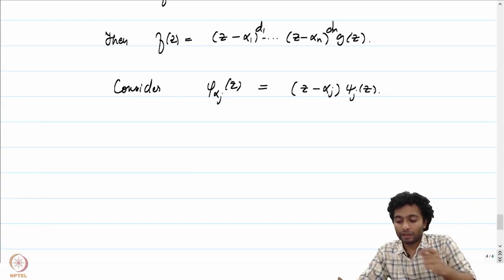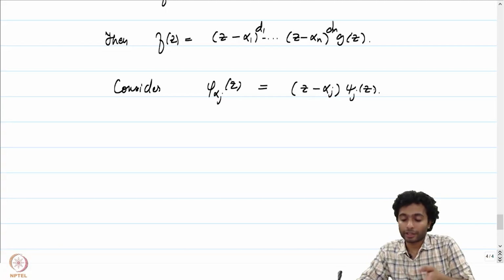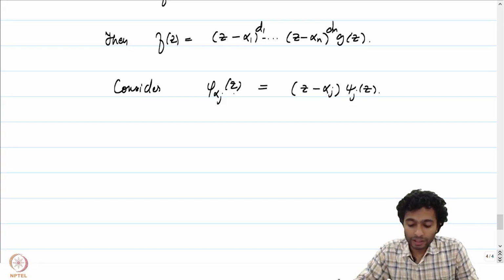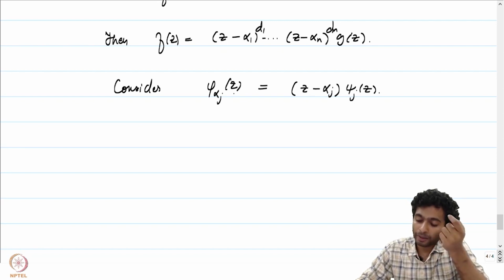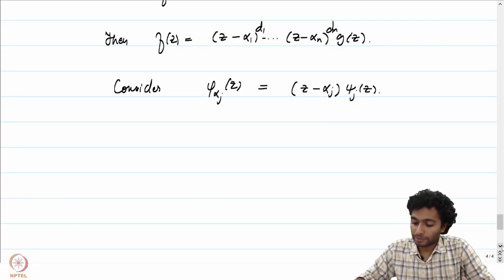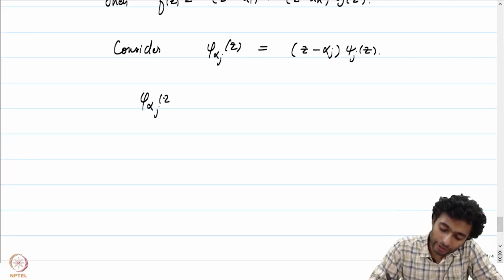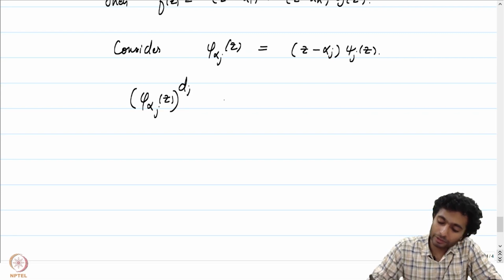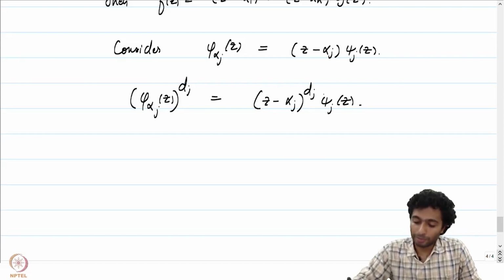Remember that if psi j vanishes at some point in the unit disk, then phi alpha j also vanishes at that particular point. However, for z not equal to alpha j, phi alpha j of z is not equal to 0, and therefore psi j of z is not equal to 0. And at the point z equal to alpha j, we have just noted that it is a simple 0, and therefore psi j is not going to vanish. Now, if you consider phi alpha j of z to the power dj, this is going to be equal to (z minus alpha j) to the power dj times psi j of z to the power dj.